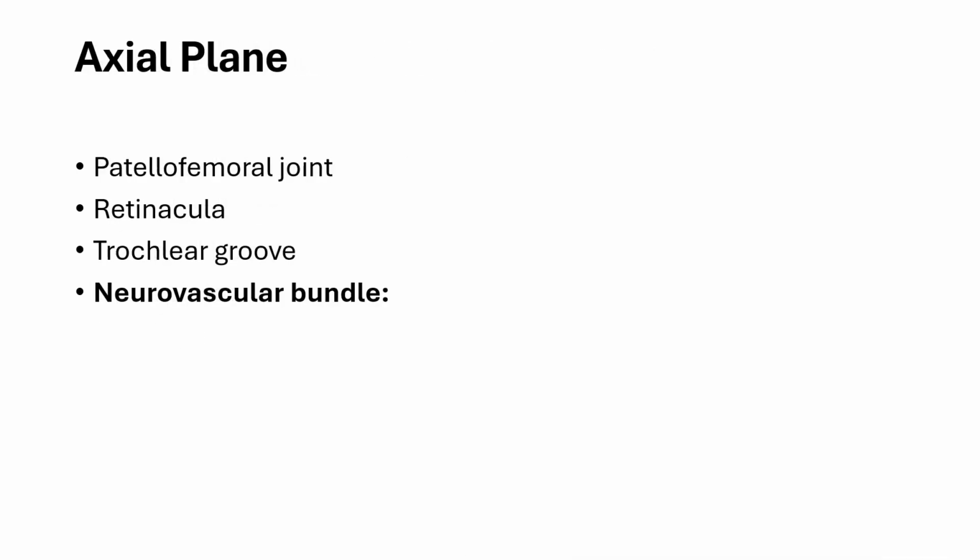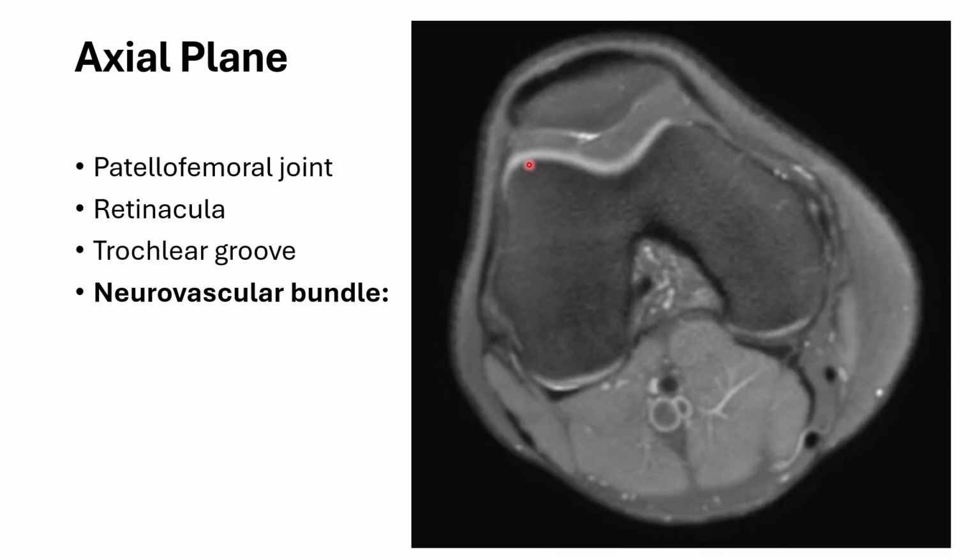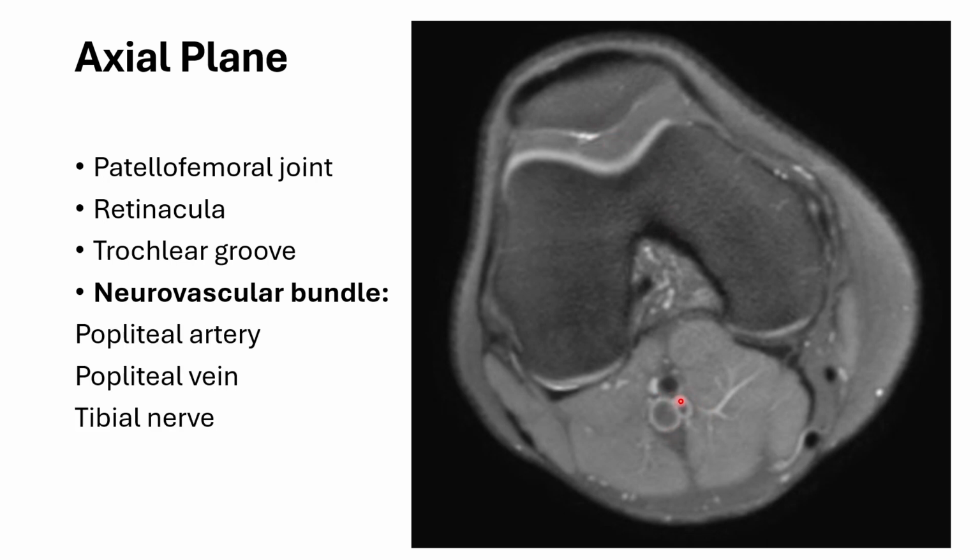In the axial plane, we evaluate the patellofemoral joint. As we can see, this is the patella and this is the femur, with the retinaculum on either side, and the trochlea, as we can see here, the trochlear groove. It forms a joint with the patella. Then there is the neurovascular bundle, that is the popliteal artery, vein and the nerve. Artery and vein are popliteal, but the nerve is the tibial nerve.